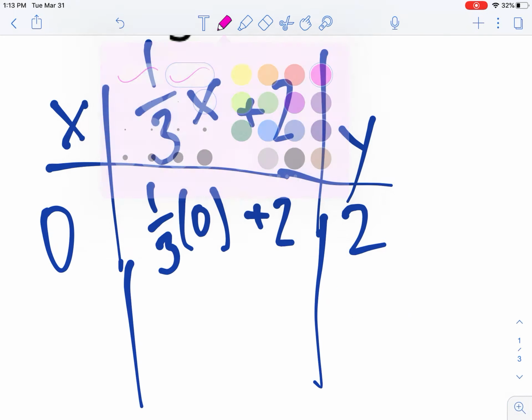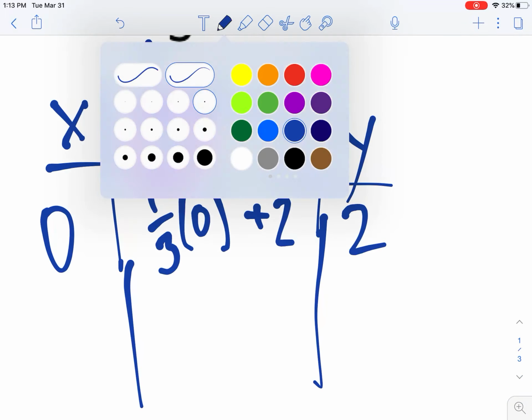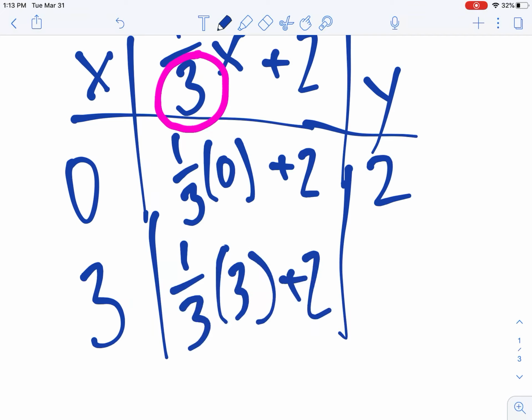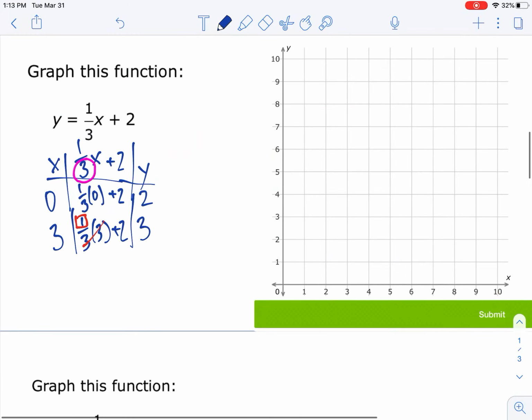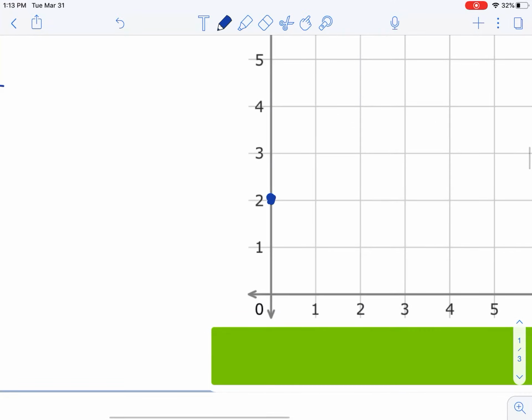Here's how you do it, super easy. Look at the denominator. That's the number I'm going to pick. So I want my input to be 3, because the denominator was 3. So I have 1/3 times 3 plus 2. Well, 1/3 times 3 is 3/3. That's the same as 1. You'll notice that the 1 is my numerator. So what ends up happening is the denominator and that 3, they're just going to cancel each other out. So I've got 1 plus 2, which is 3. Okay? So I can go ahead and I pick my points, (0, 2) and (3, 3), and IXL will connect the dots for me.